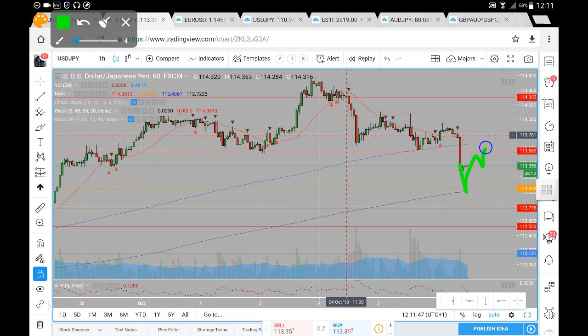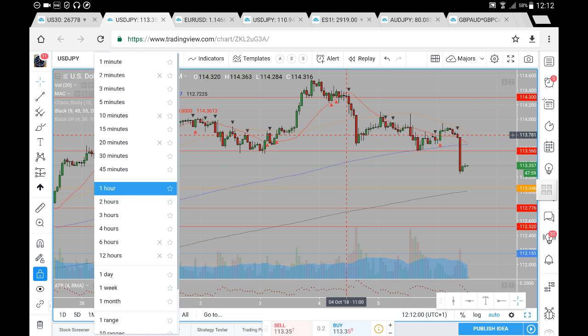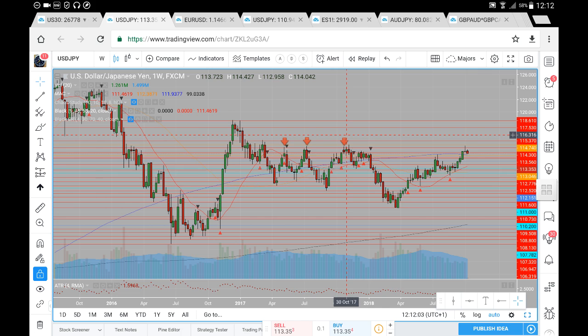If however we do see a break back above that 113.56, and we do hold 113.56, the very next level of note, of course, is our previous highs around that 114.30 on the US dollar Japanese yen. What we'll do now is have a look at the higher time frames, where prices are developing.